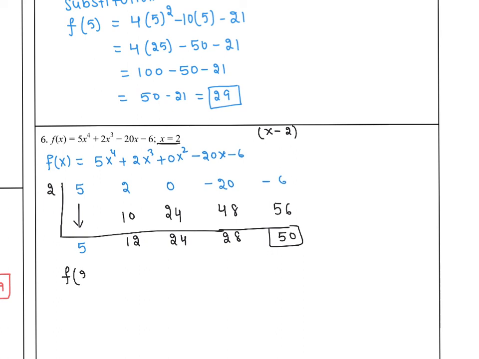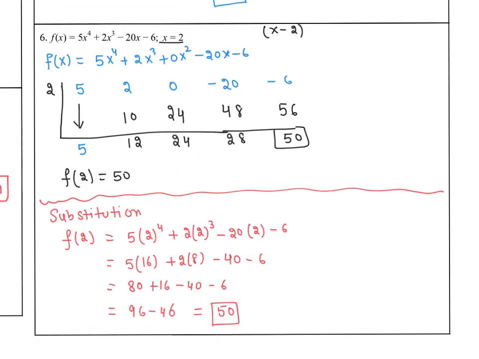So f of 2 is 50 when we use the synthetic division. Now I'm going to check the answer f of 2 by using substitution. I'm going to plug 2 into the function for x. 5 times 16 plus 2 times 8 minus 40 minus 6. This becomes 80 plus 16 minus 40 minus 6. This becomes 96 minus 46, and you're going to get the answer as 50.